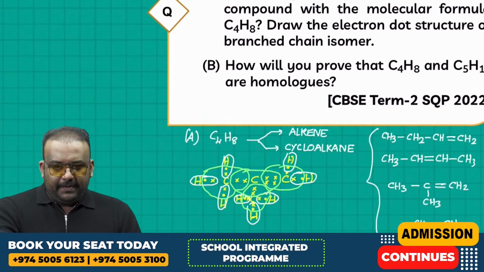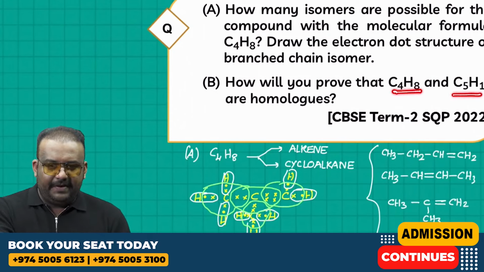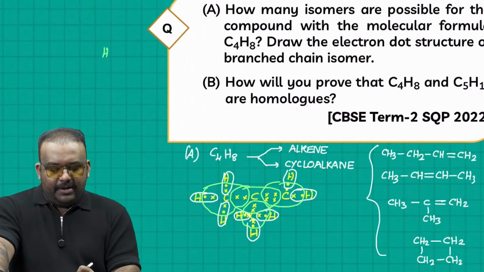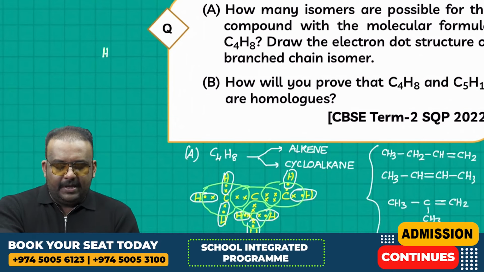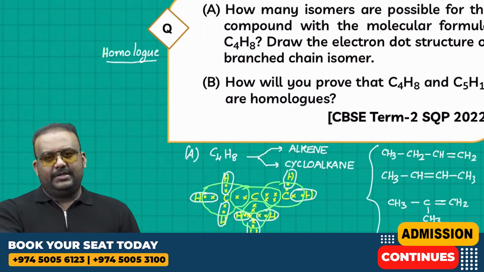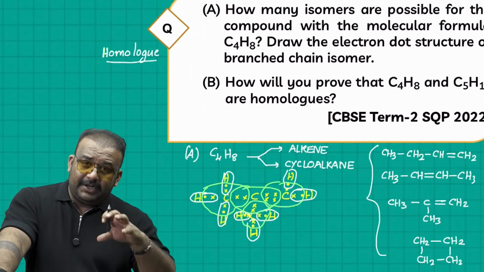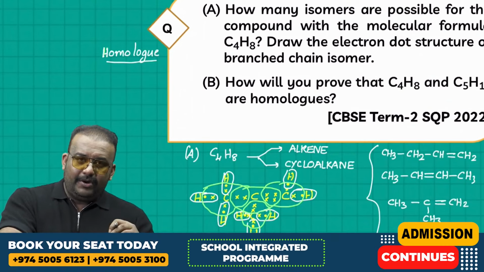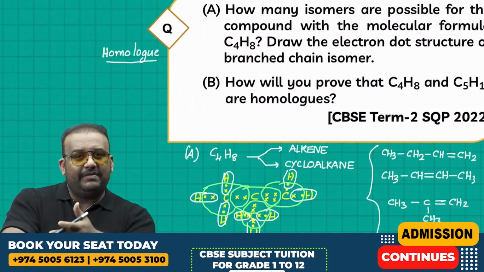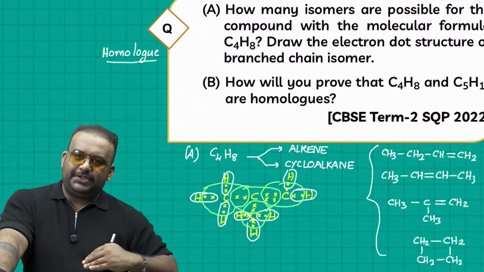Now, look at the B part of the question. The B part says, how will you prove that C4H8 and C5H10 are homologues? Homologues. You remember homologues or the homologous series. What is the definition of a homologous series? A homologous series refers to a series of carbon compounds which have the same functional group, so they all have the same chemical properties, and adjacent members of one series differ by one CH2 group, correct?